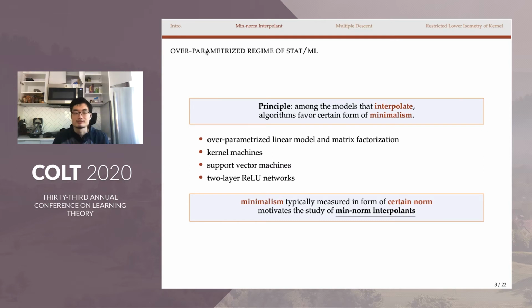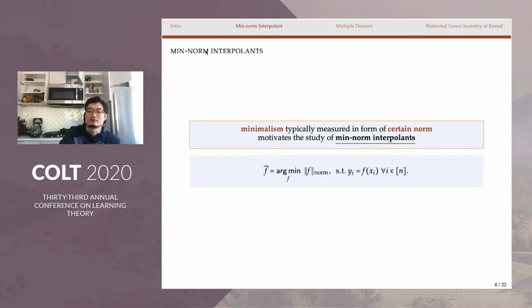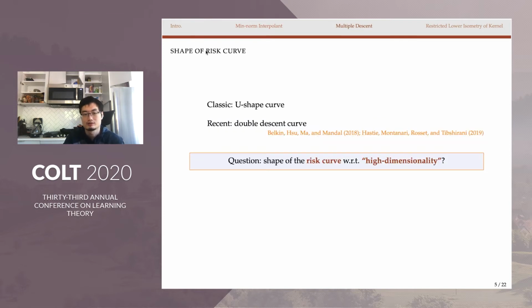These minimalisms typically mirror a certain form of norm, a norm in a function space. So this motivates the study of minimum norm interpolants. Mathematically speaking, it looks like this equation.